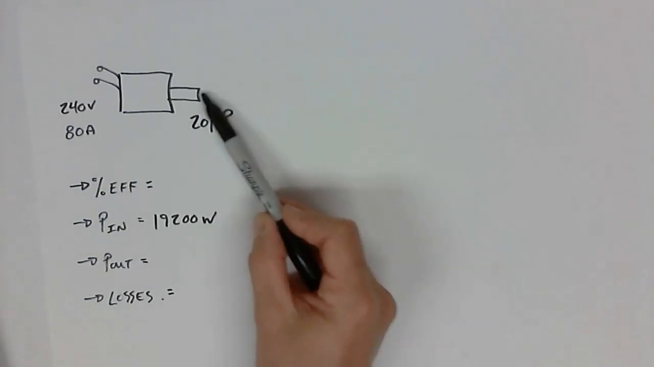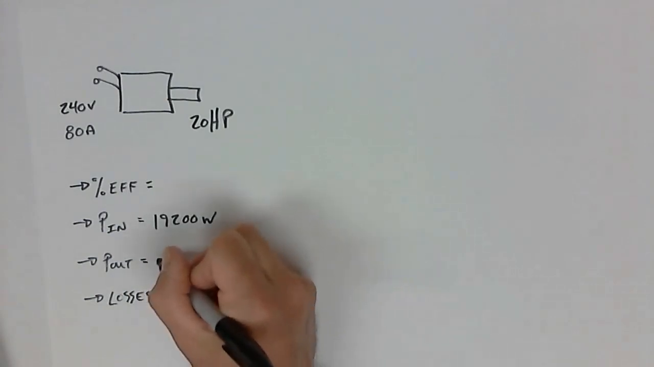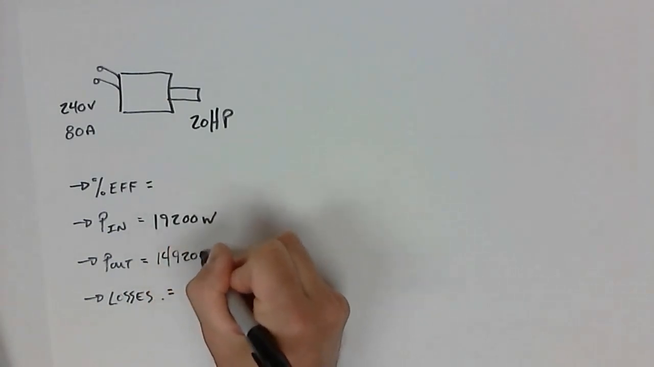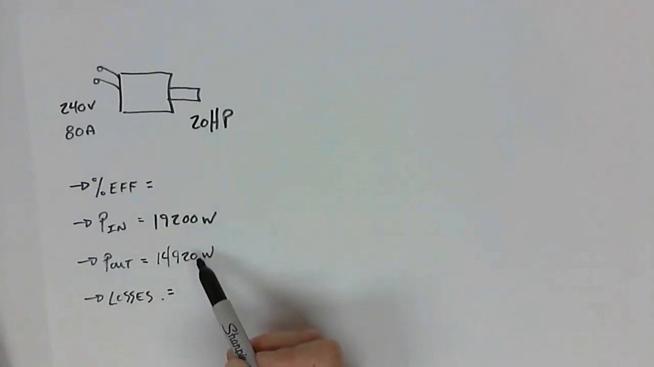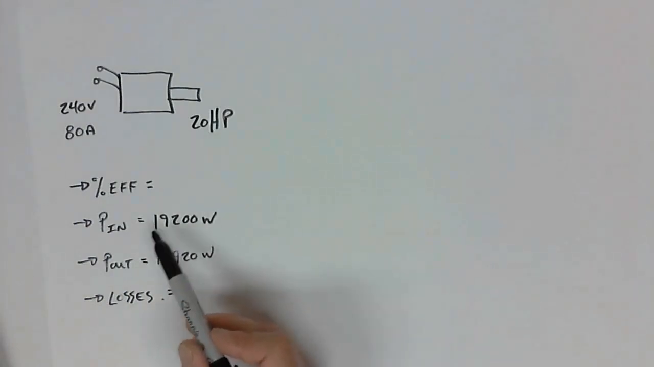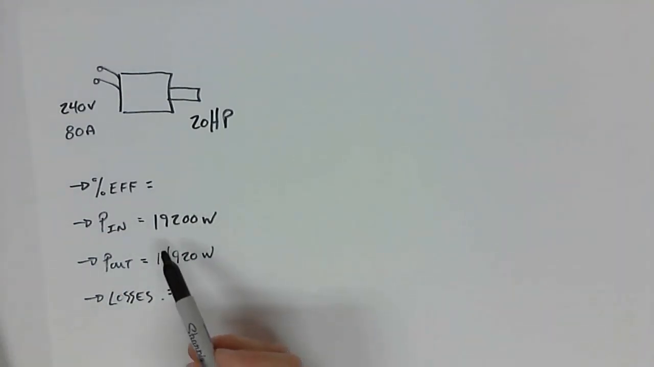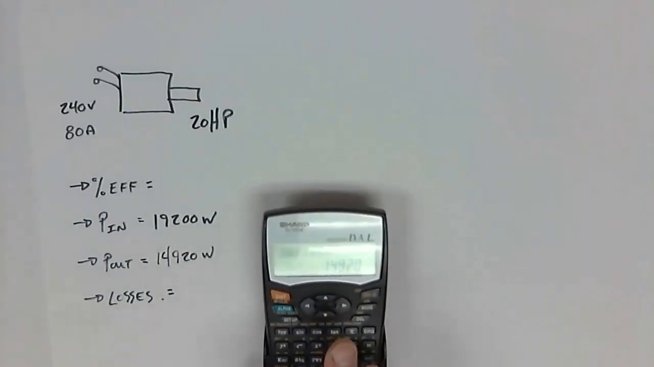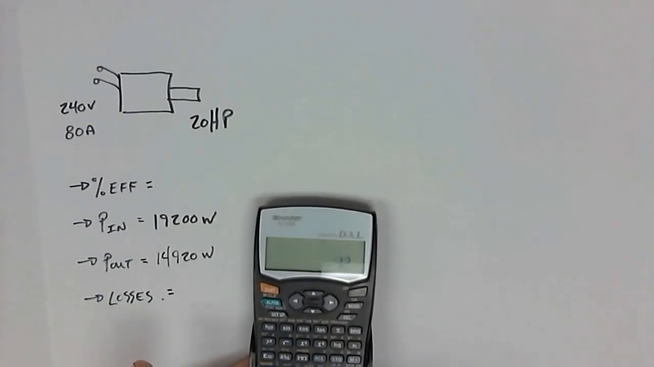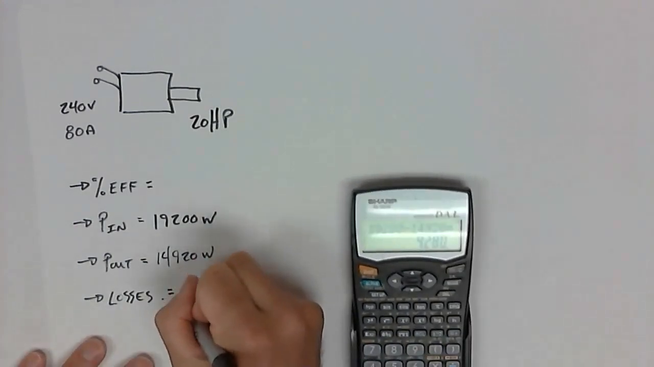What about over here? What's the output? That's 20 times 746. Power output, 14,920 watts. What are the losses in between? Well, if we take the output and the input, let's subtract these two values. So 14,920, take that out of 19,200. So 19,200 watts minus 14,920 watts gives me 4,280 watts worth of loss.